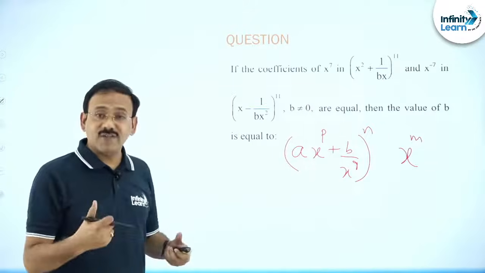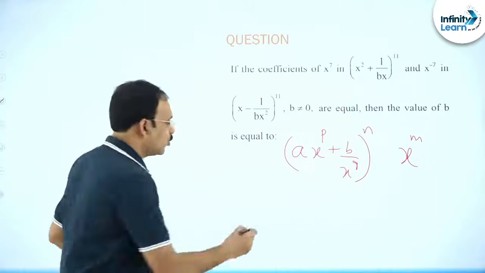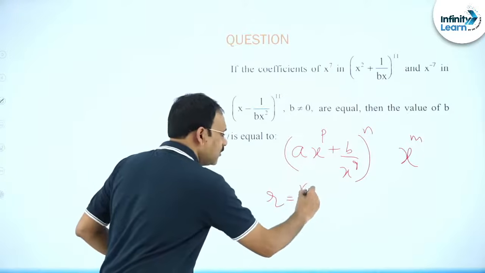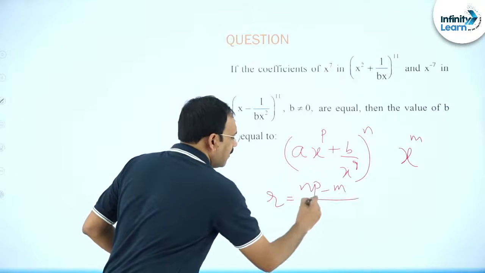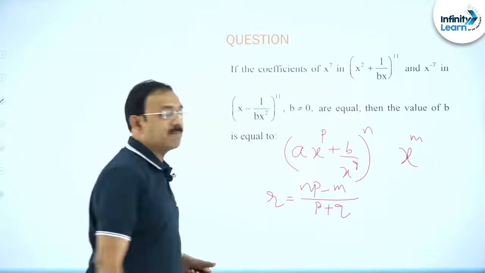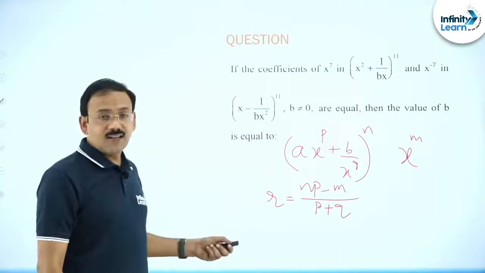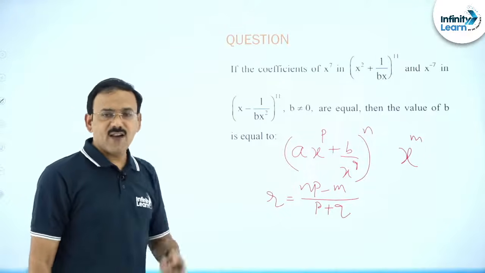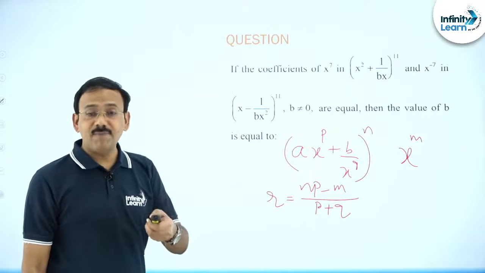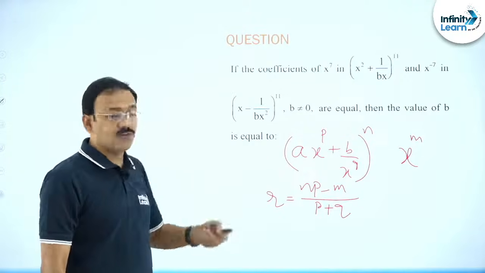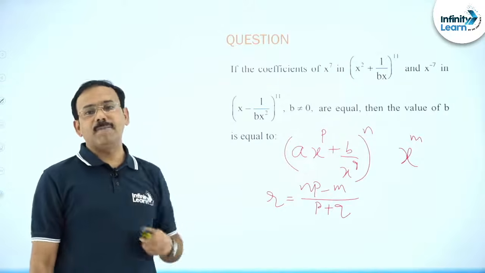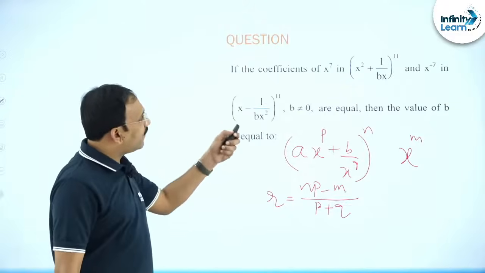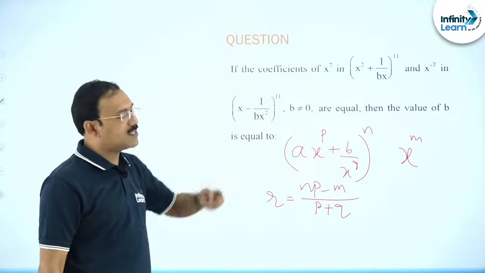Suppose x power m coefficient appears in t r plus 1, to find r, can anyone say the shortcut? Yes, r is equal to np minus m by p plus q, friends. It must be an integer. So, r is equal to np minus m by p plus q. I think all of you are aware of this shortcut, but when you get the same kind of question in the exam, you must be able to apply it, then only it is useful, right?